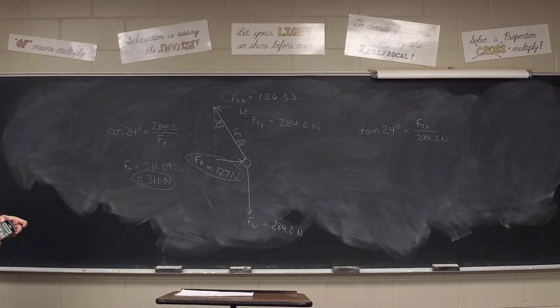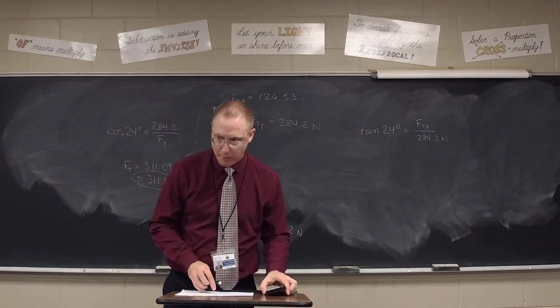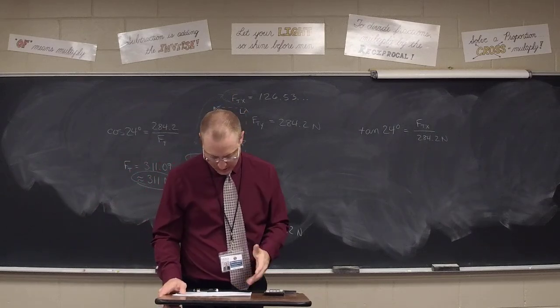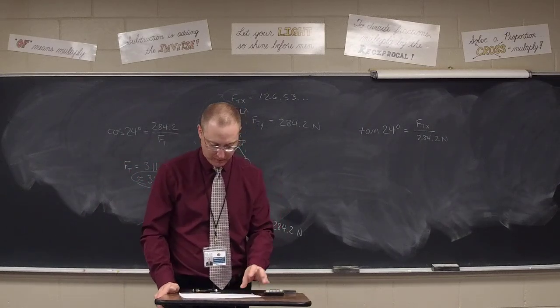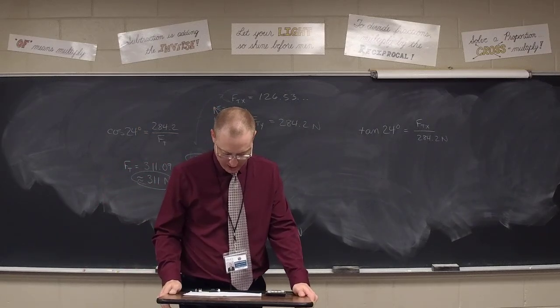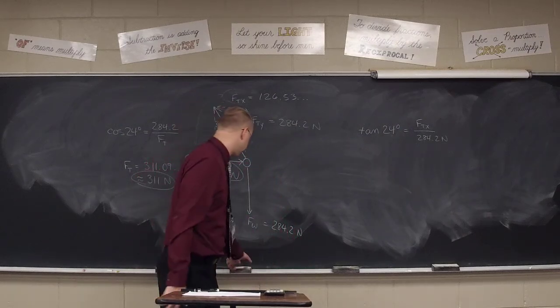All right, the last type of problem we had was an object that was sort of suspended, if you will, by a cable. And that's what we have here. A 12 kilogram sign hangs from the end of a support bar. A cable is attached above and at the end of the support bar, forming a 35-degree angle with the bar. Find the tension in the cable.